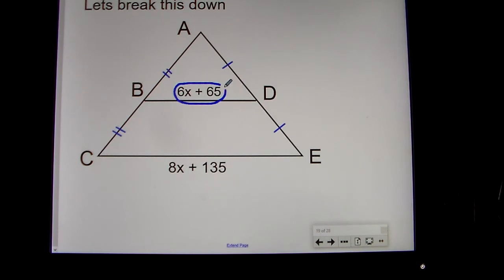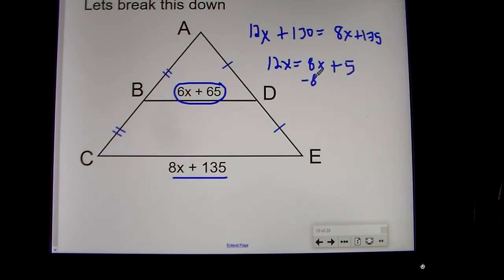This guy doubled will equal this one. So 6x plus 65, well 6x times 2 is 12x. 65 times 2 is 130, so 12x plus 130 is equal to this big guy of 8x plus 135. We then do our inverse operations. We get 12x. We subtract 130 from both sides. So we get 12x equals 8x plus 5.